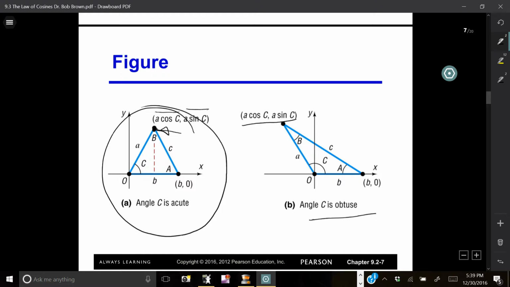This just makes the x value negative, because the cosine of an angle more than 90 degrees is negative.